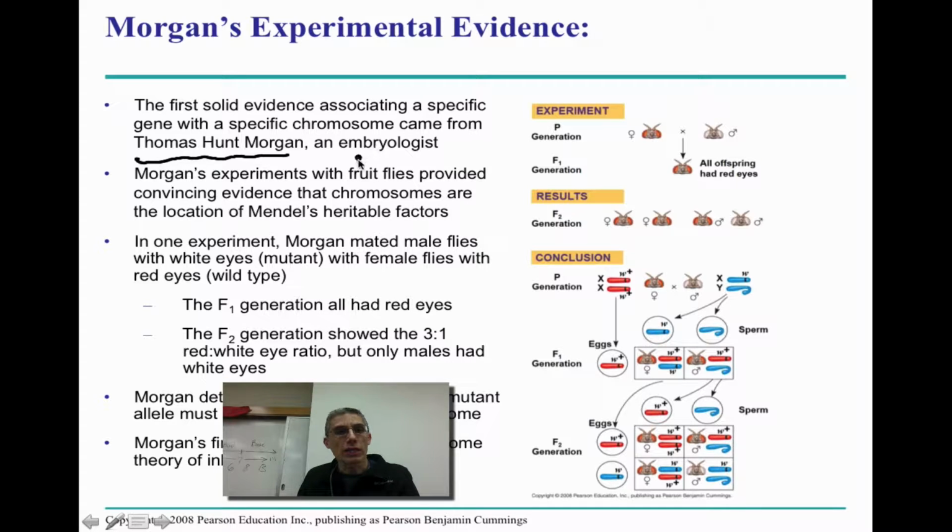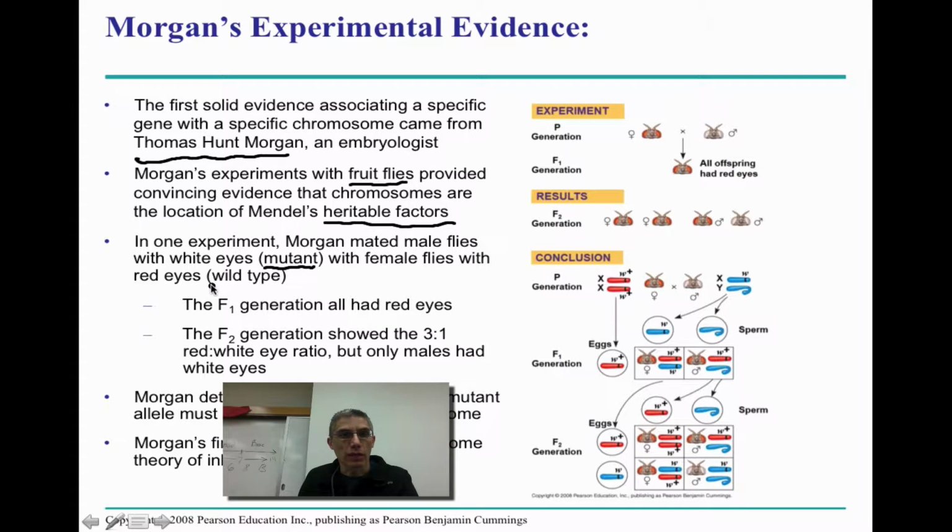And so what he did is he did some experiments with fruit flies, and you guys did something similar to this in your fruit fly simulation on the computer. These particular experiments he did with fruit flies provided the evidence that he needed that chromosomes, well, first, are basically the location for these heritable factors. In other words, the genes are located on chromosomes. But there was one experiment that he did where he mated male fruit flies with white eyes, and this is considered a mutant, with female flies with red eyes.